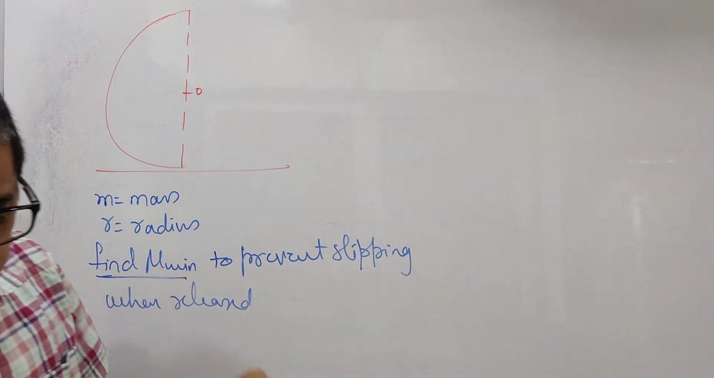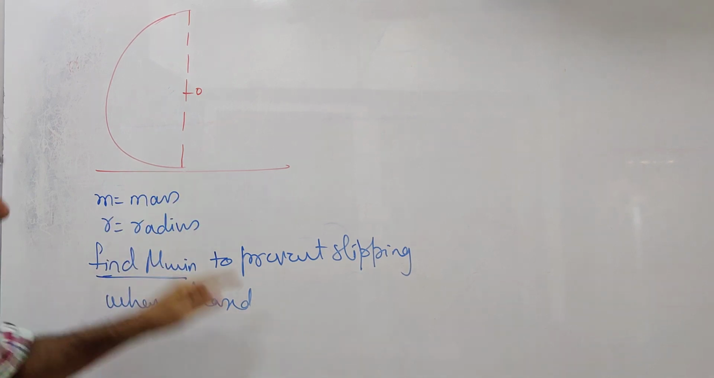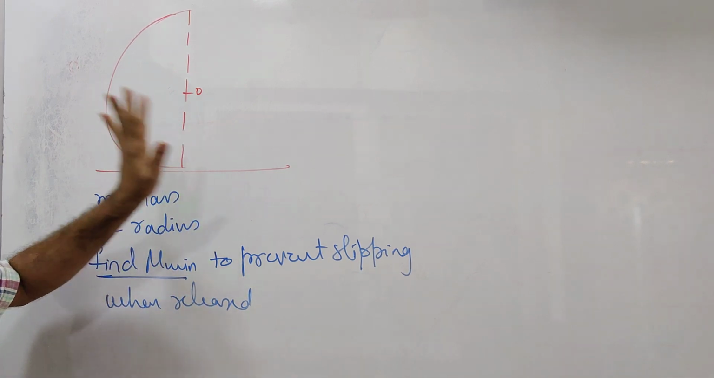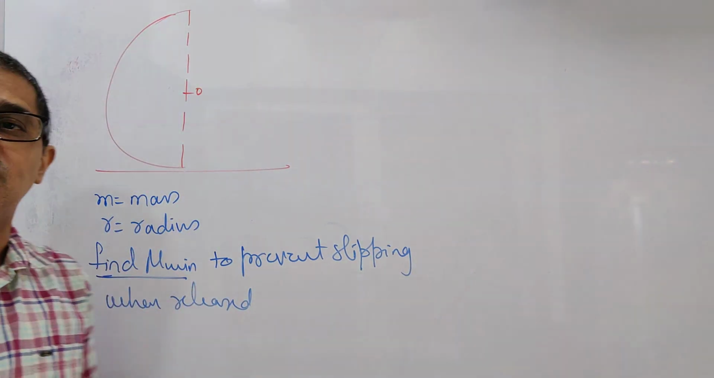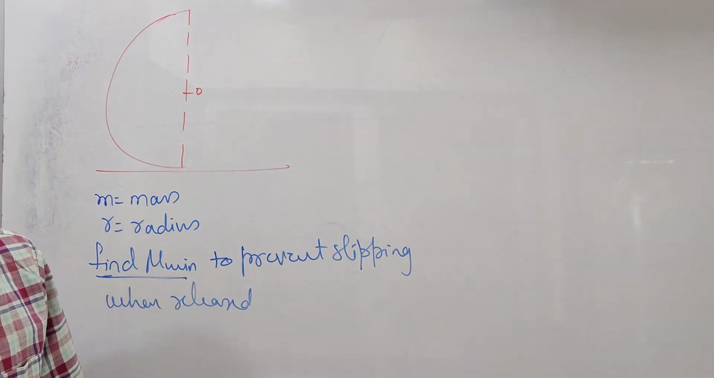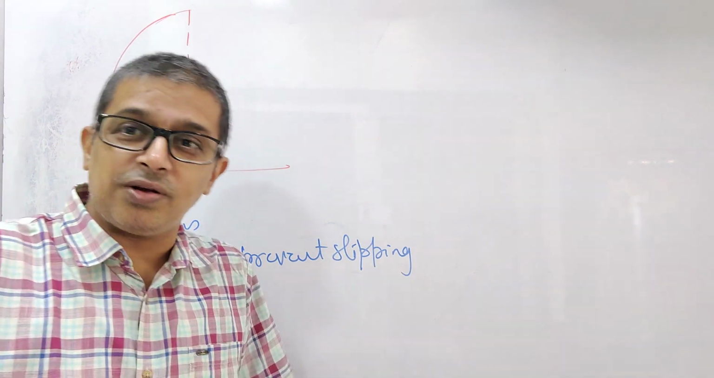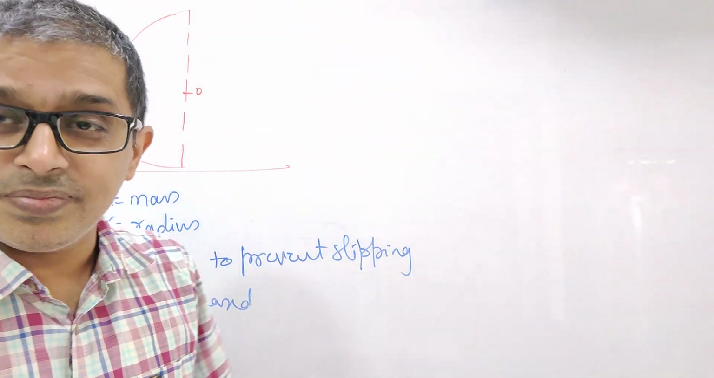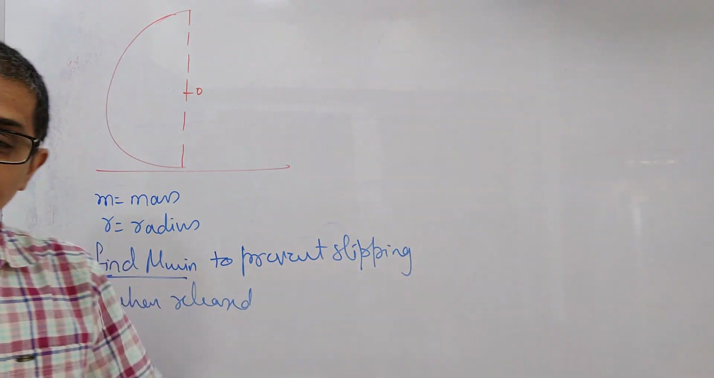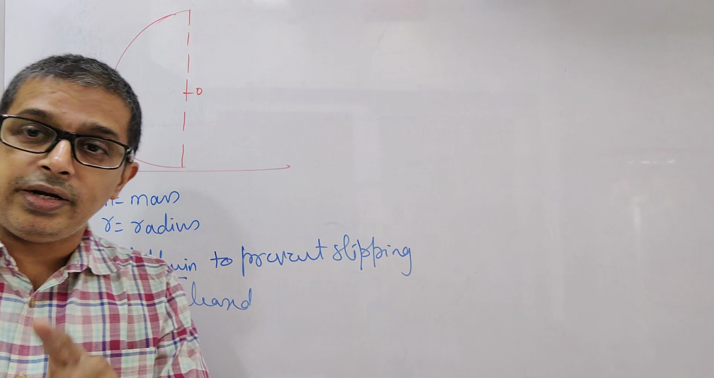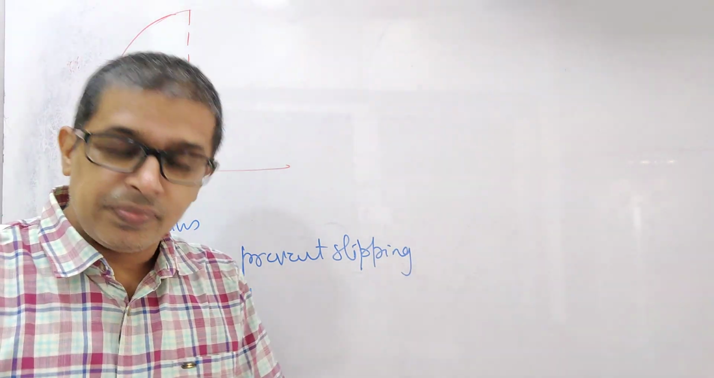Minimum value of mu required to prevent slipping when released, in the initial position when released. At that instant it should prevent slipping. Now if you observe, this is based on the same concept as the previous problem which was uploaded. So I expect you to attempt the problem. While going through this video, please pause the video and attempt the problem on your own.